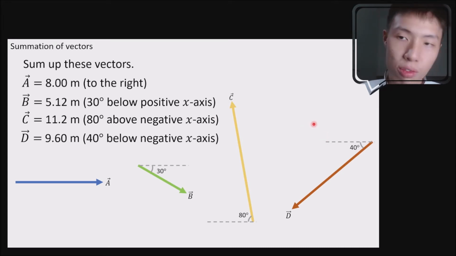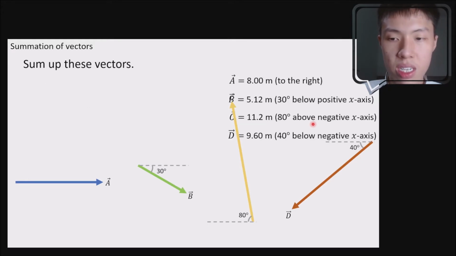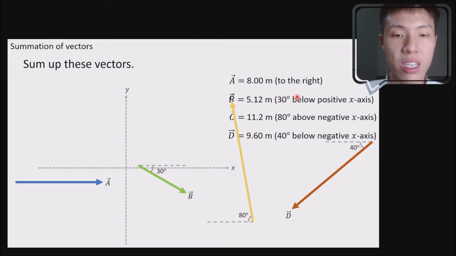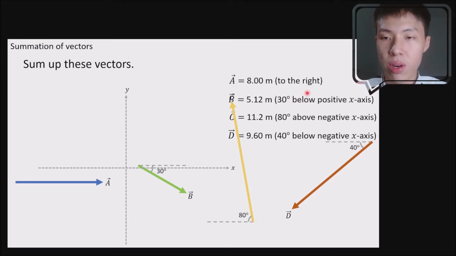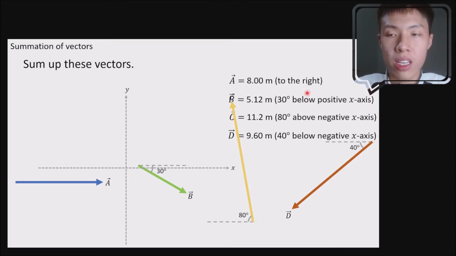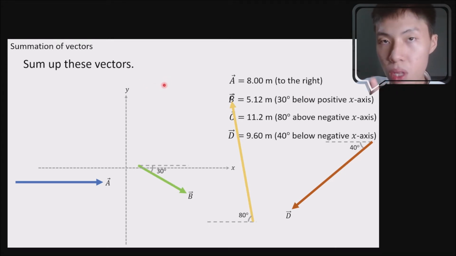Now if you want to sum these vectors, how we should do this is, let me bring this to the side. First, again, create an x and y axis. We still need some kind of picture to guide us in doing our calculation. So this picture here, this xy axis together with all things labeled, will be a good guidance for us to do our calculation in later steps. So what do we do now?